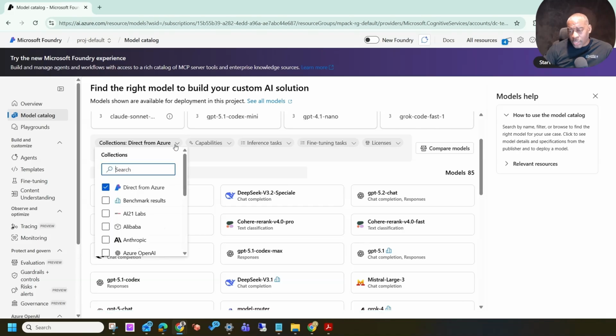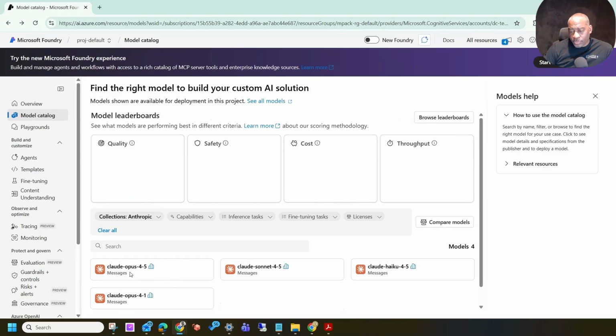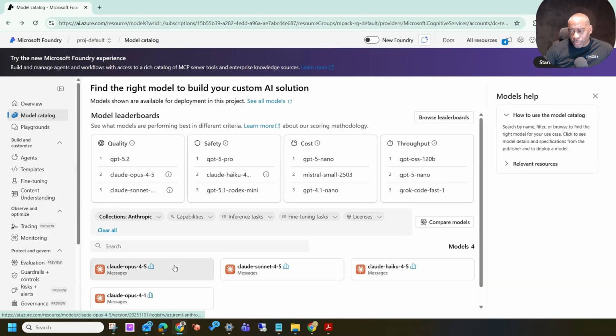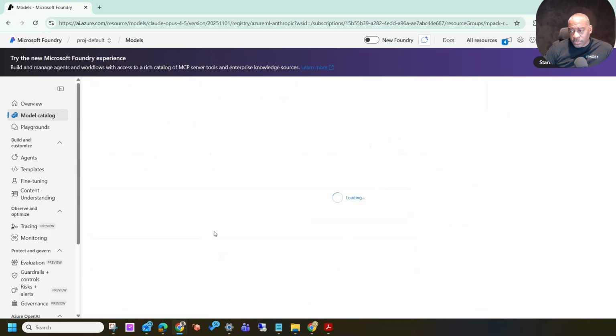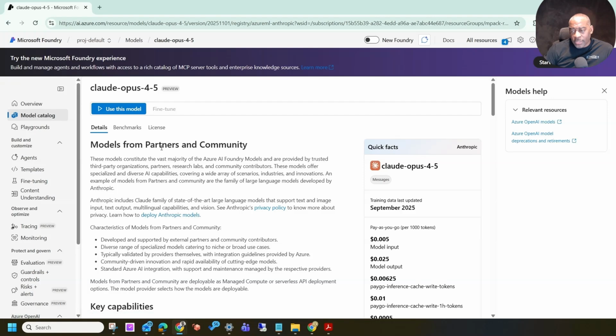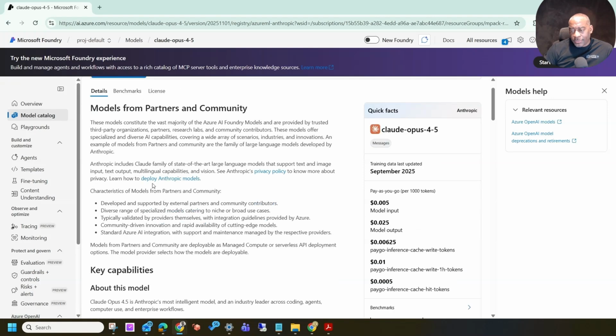Now, if I take this off, for example, if I hit Anthropic, this is going to give me all the Anthropic models, the Sonnet, the Opus, and all the various versions of those. And it tells you that these are models provided by partners and community. And this is the most important line here: see Anthropic's privacy policy, and know about privacy and learn about the deployment of Anthropic models.